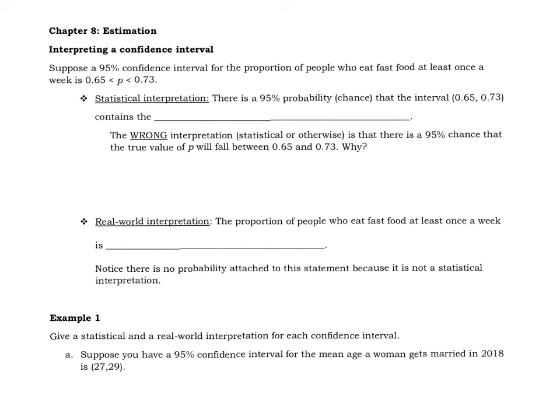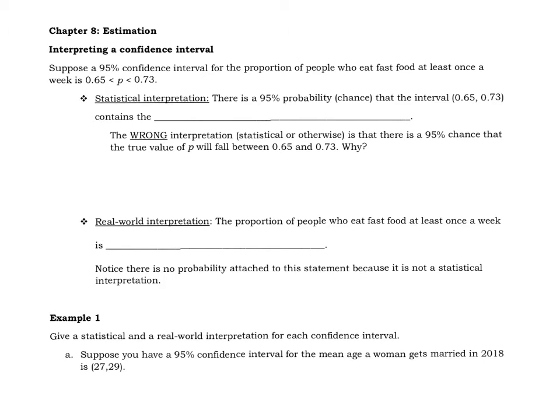So suppose we have a 95% confidence interval for the proportion of people who eat fast food at least once a week, and it is 0.65 < p < 0.73. Okay, so that's the inequality notation. You could also write it in interval notation. You'll actually see that in the next line.